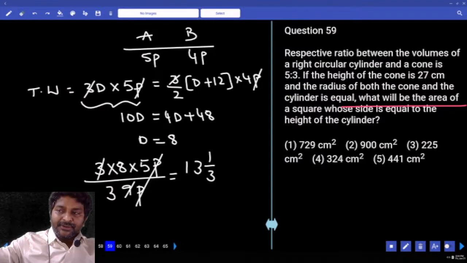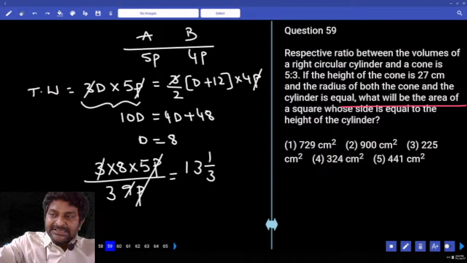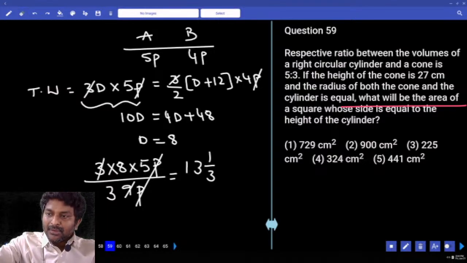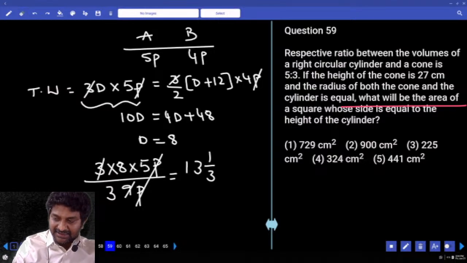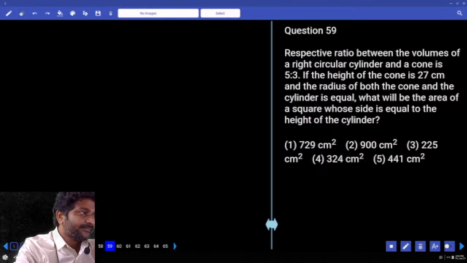The ratio between the volumes of a right circular cylinder and a cone is 5:3. If the height of the cone is 27 centimeters and the radii of the cone and the cylinder are equal, what will be the area of the square whose side is equal to the height of the cylinder? Okay. The area of the square, perfect square, all are perfect squares, we have to calculate.